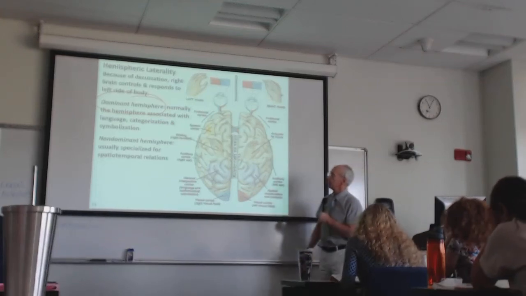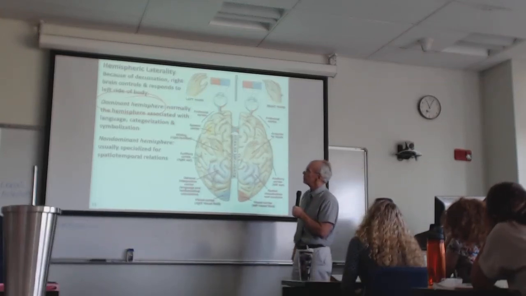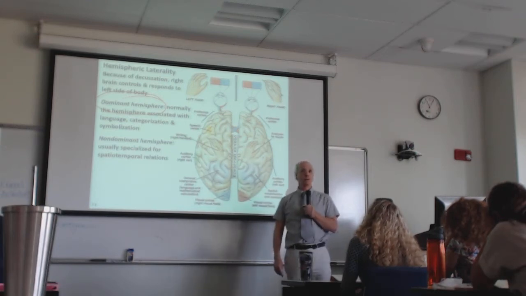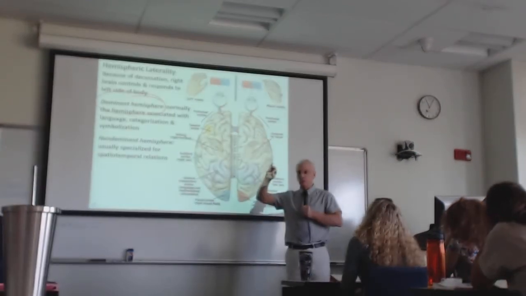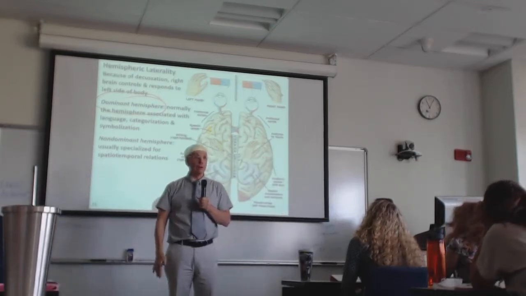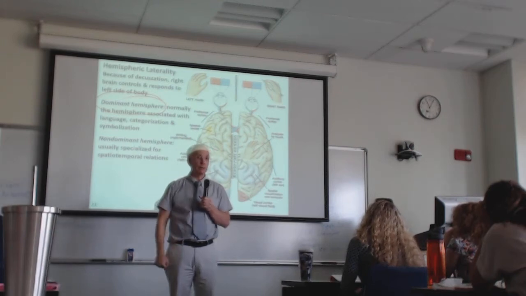I hesitate to even bring them up because they're so debated in the scientific community. But in general, dominance just refers to a preferred laterality. For example, if you are right-handed, then you are left motor dominant, right?